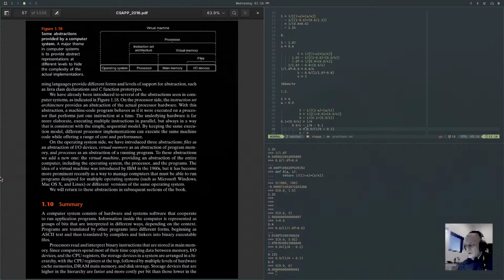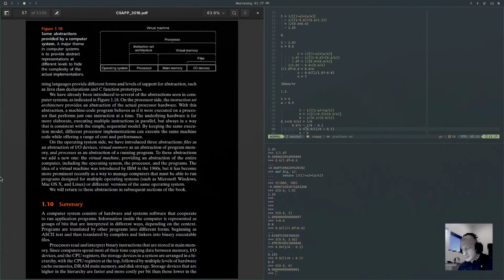We have already been introduced to several of the abstractions seen in computer systems, as indicated in Figure 1.8. On the processor side, the instruction set architecture provides an abstraction of the actual processor hardware. With this abstraction, a machine code program behaves as if it were executed on a processor that performs just one instruction at a time. The underlying hardware is far more elaborate, executing multiple instructions in parallel, but always in a way that is consistent with the simple sequential model.